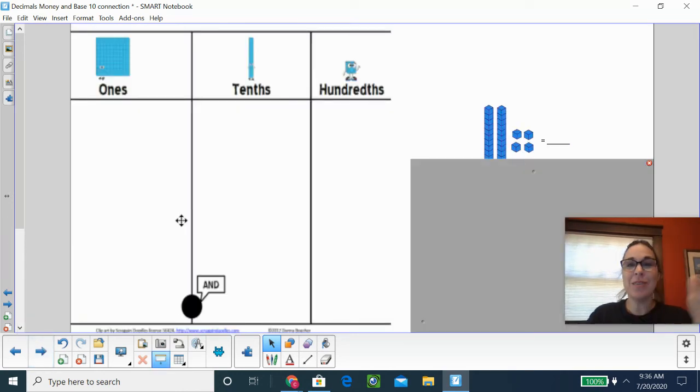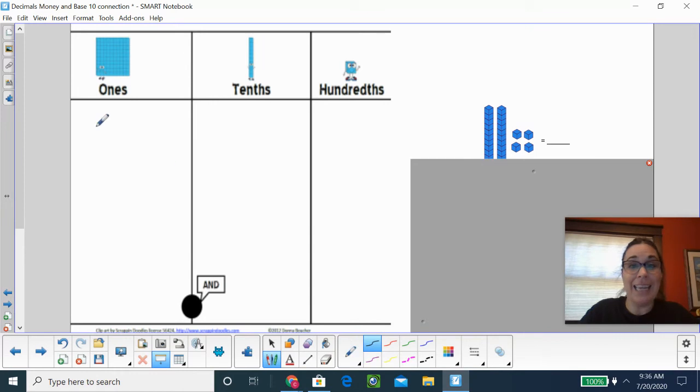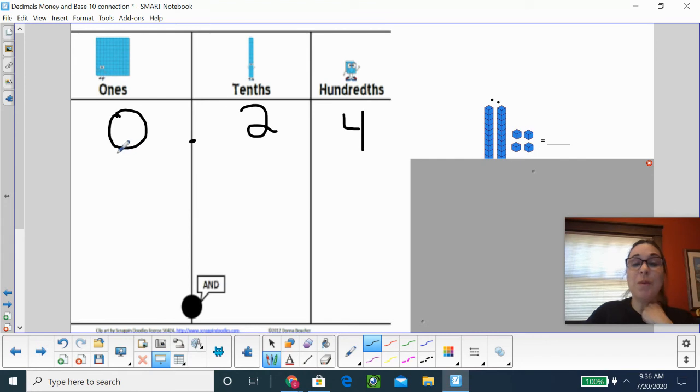But for now, I want to do the opposite. I'm going to show you some amounts, and we're going to go ahead and fill it in our place value chart. Here we see our ones, tenths, and hundredths. So if I look here at the first one, I don't have any ones. I need to add my decimal point. This separates my whole amount from my fractional parts. I have 2 tenths and 4 hundredths. So this would be 24 hundredths.